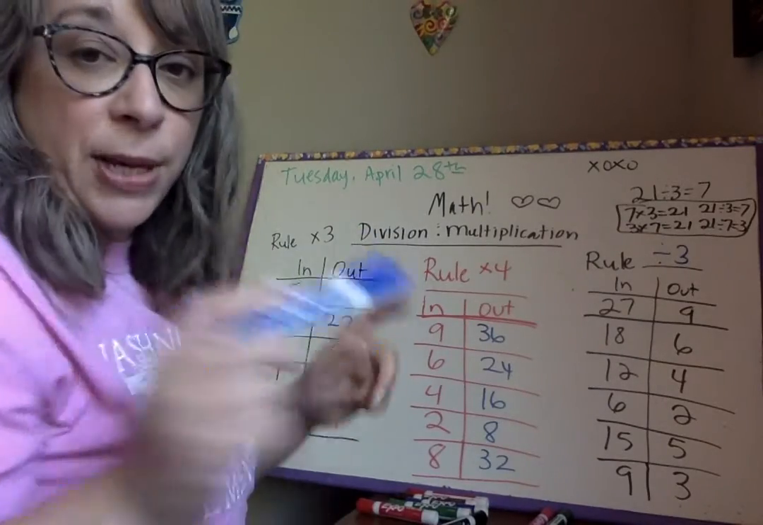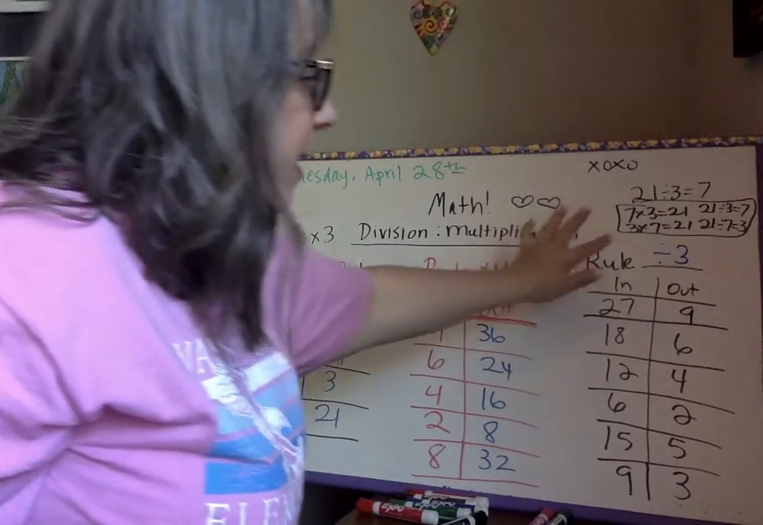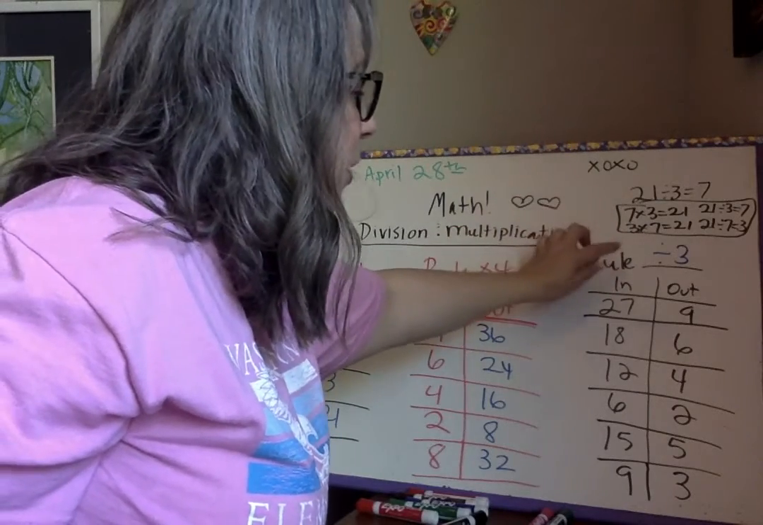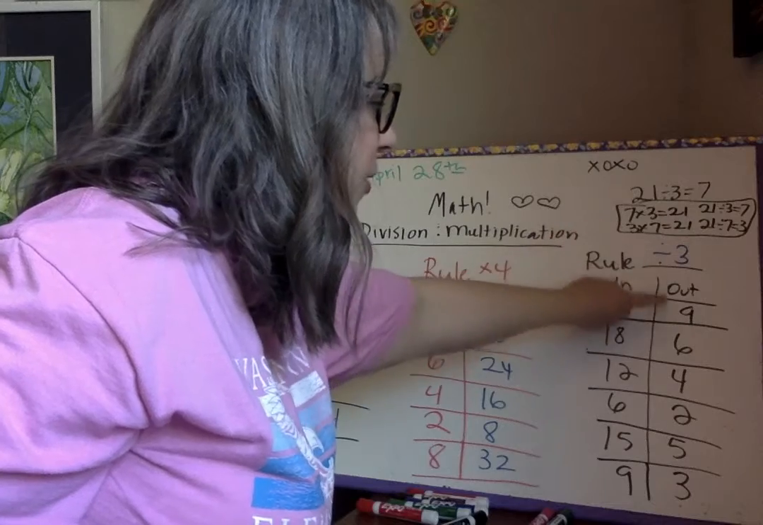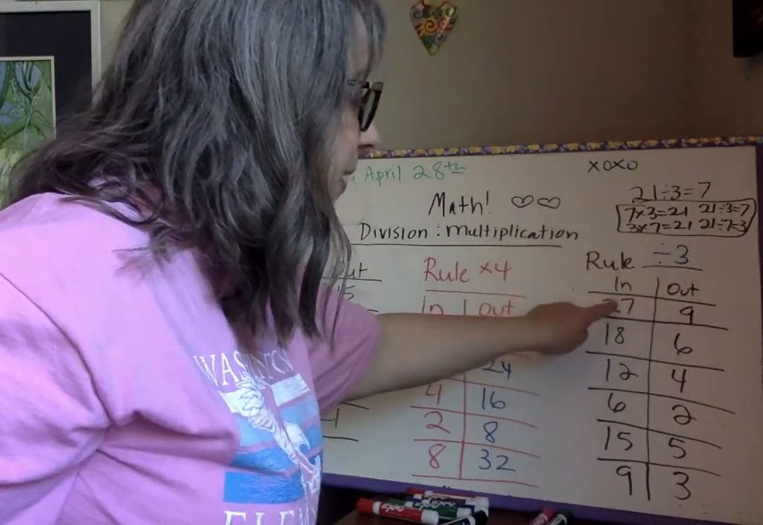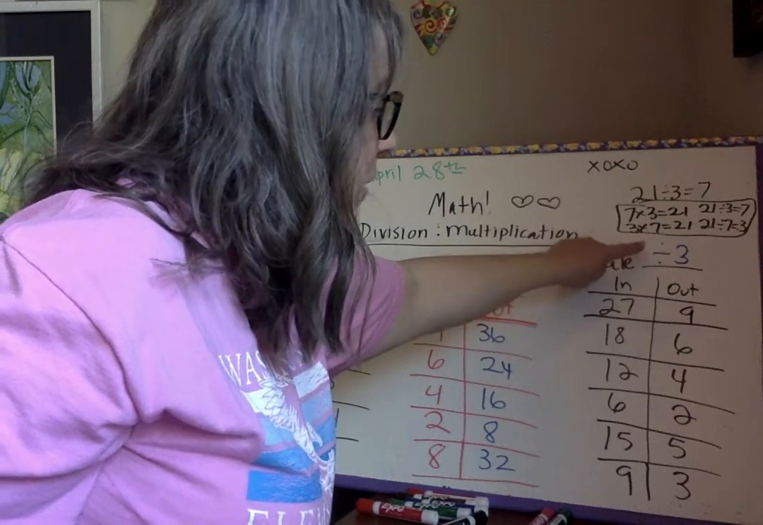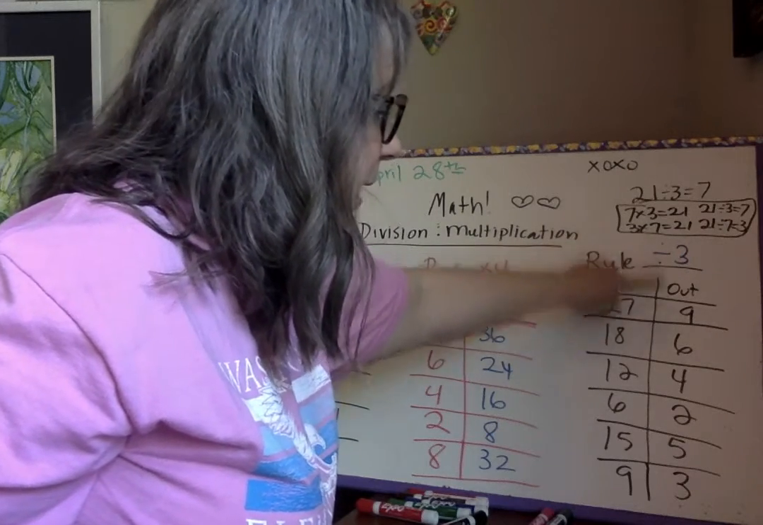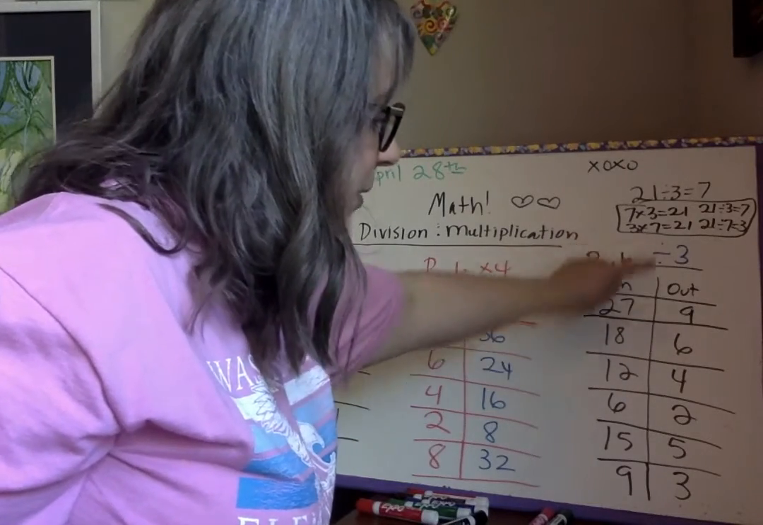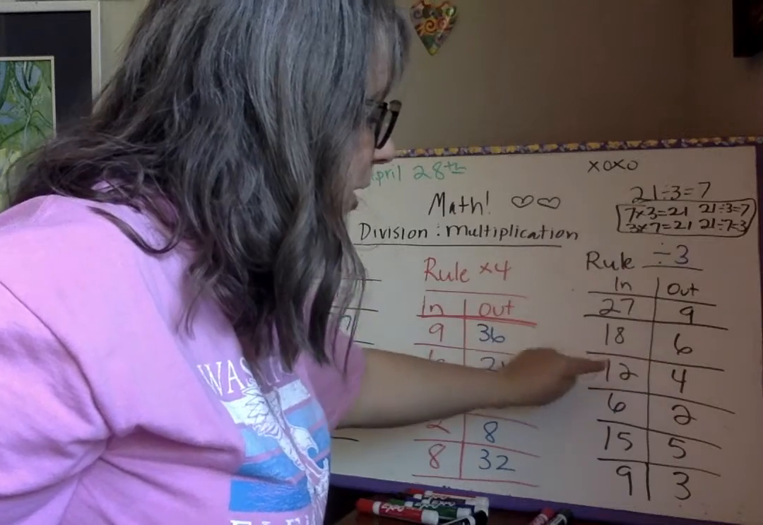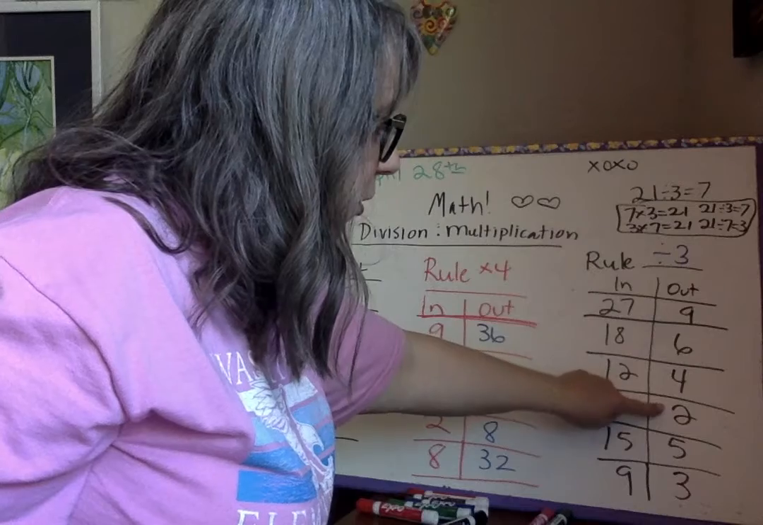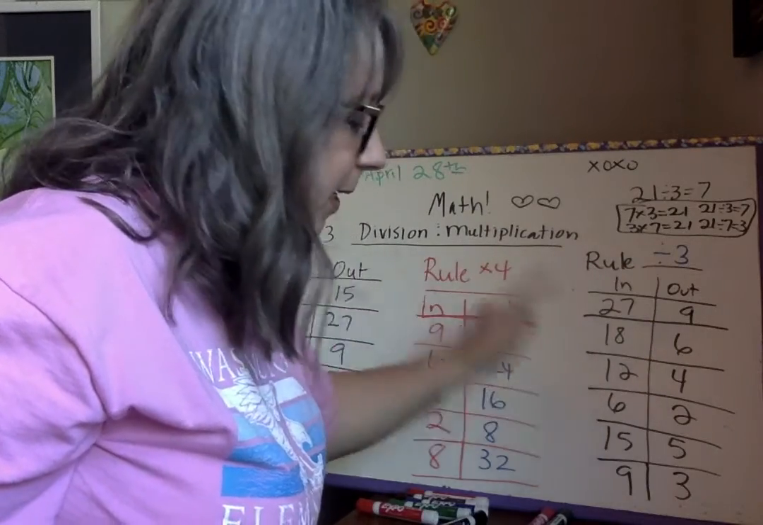So to make sure we know that it's true, we've got to say it out. Okay. So 27 divided by 3 is 9. Oh, that's correct, because we know that 3 times 9 is 27. All right. So 18 divided by 3 is 6. 12 divided by 3 is 4, because we know 3 times 4 is 12. 6 divided by 3 is 2, because we know that 3 times 2 is 6.